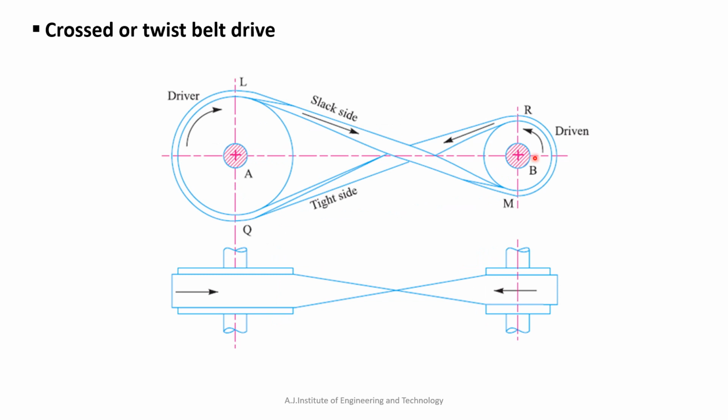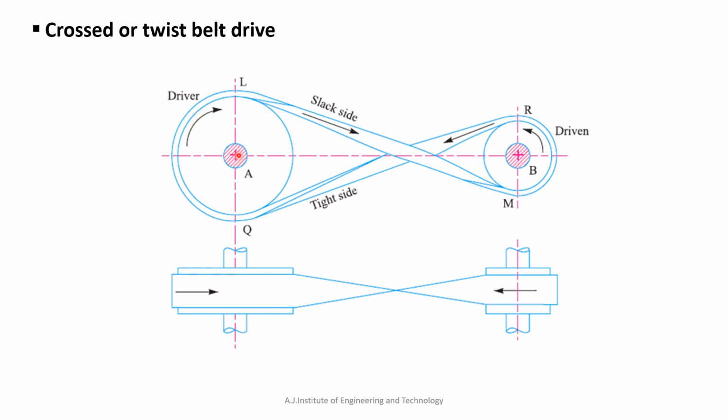Next, the crossed or twist belt drive. Here you can see the belts are in a cross shape, so it is called a cross or twist belt drive. The remaining operation is the same. Here also A is the driver and B is the driven, so power transmission takes place from this shaft to this shaft. But both pulleys rotate in opposite directions. Why? Because it is a cross connection.